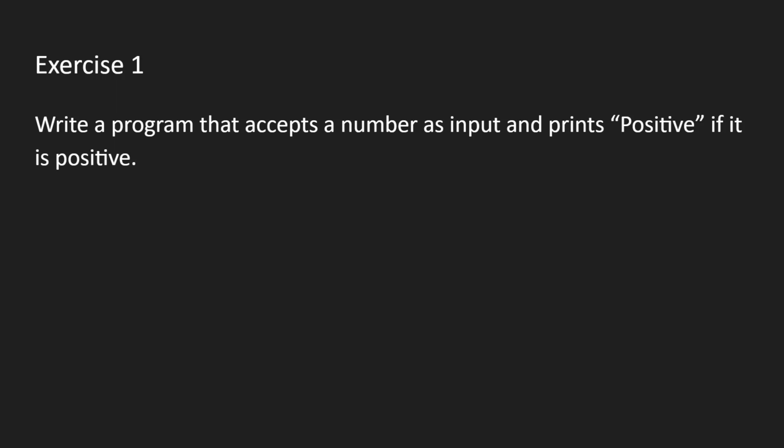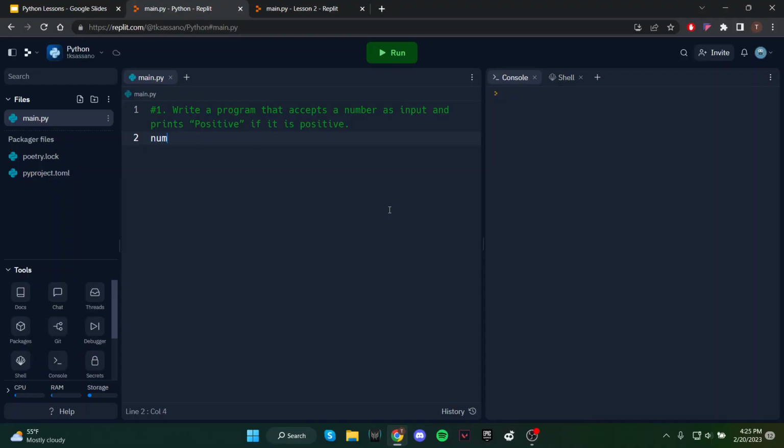So to try out conditionals, let's write a program that accepts a number as input and prints positive if it is positive. So we have to get a number input, so we'll convert that to an int with the int function. And then we have to check if it's positive using an if statement. So we'll just say if num is greater than 0, and then colon, and then indented here, you'll see that it automatically indents for you. Just print positive.